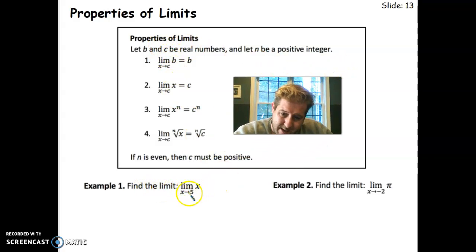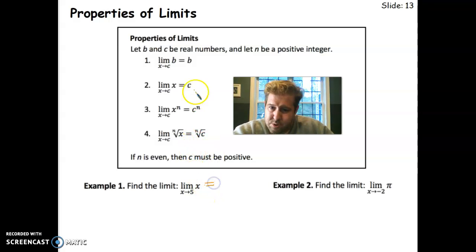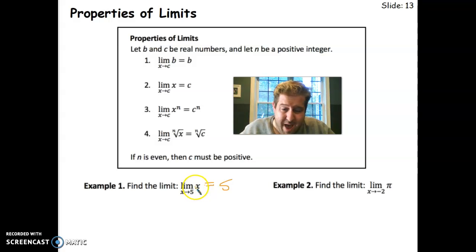So find the limit as x approaches 5 for x. Now if you simply relate that to property number 2, you'll see that means the answer is 5. So it basically just means, if it's just x, then obviously the answer is whatever x is, whatever you plug in for it.